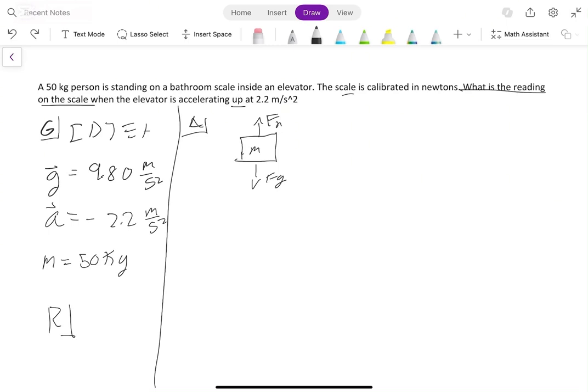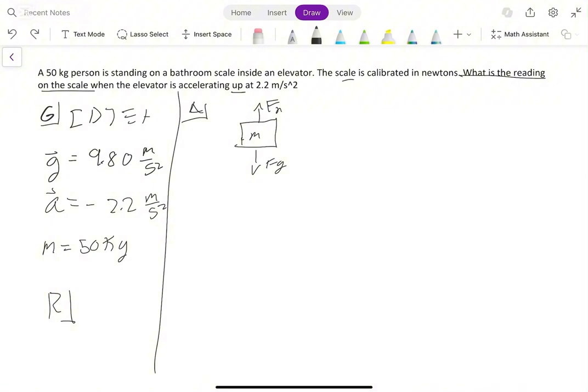Because the reading on the scale is what you push up, right? The scale is pushing up on you, so that's the force that you're going to see on the scale. Because you're pushing down, the scale is pushing up. In this case, the force of gravity is on you, and the force normal is what's displayed. But regardless, now we know that we're looking for force normal.